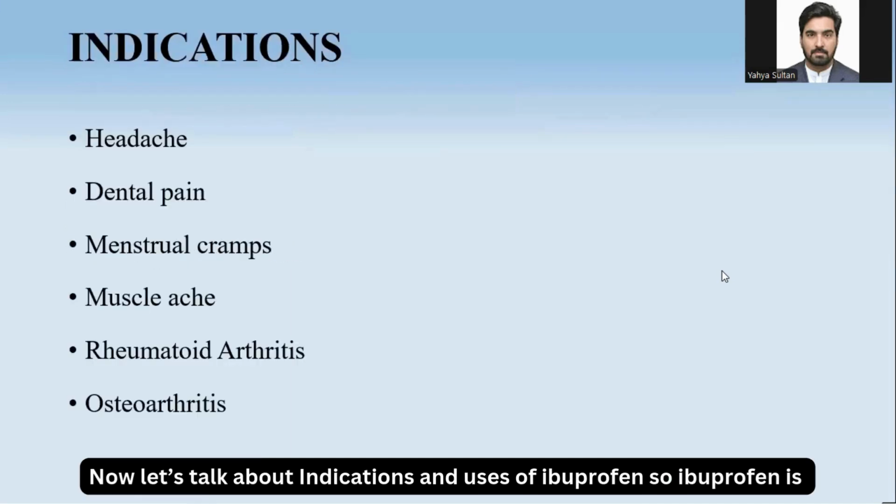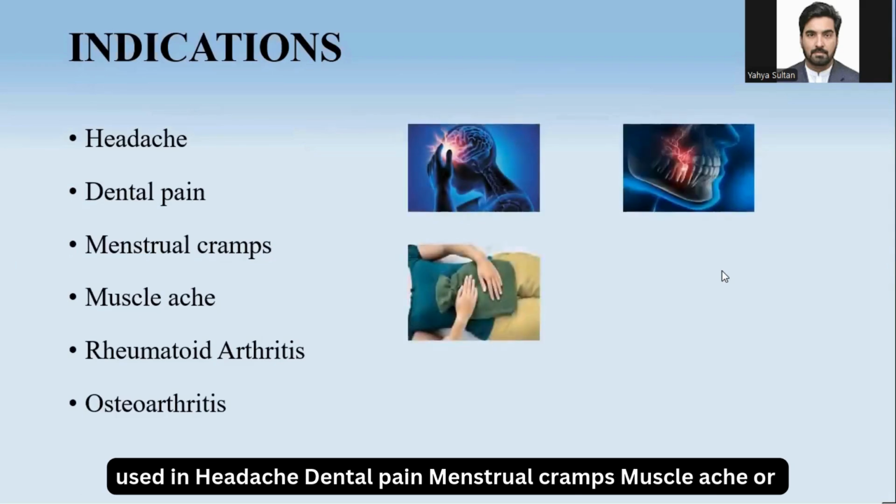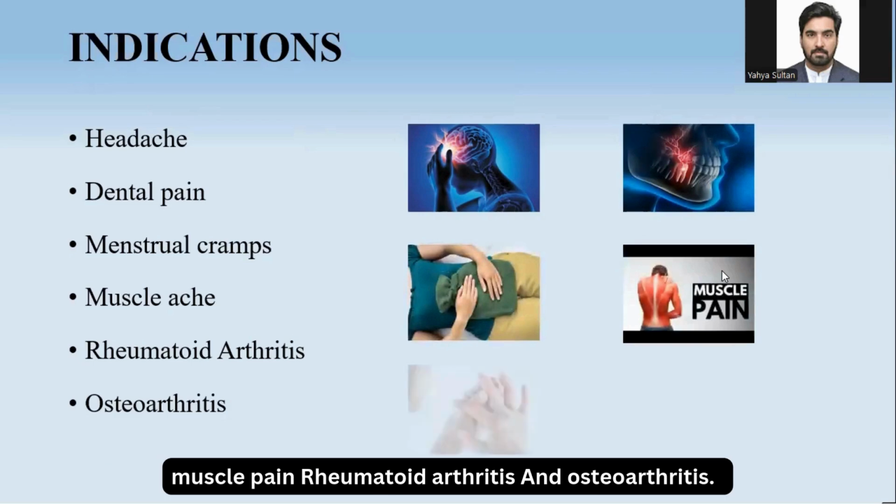Now let's talk about indication and uses of ibuprofen. So ibuprofen is used in headache, dental pain, menstrual cramps, muscle ache or muscle pain, rheumatoid arthritis, and osteoarthritis.